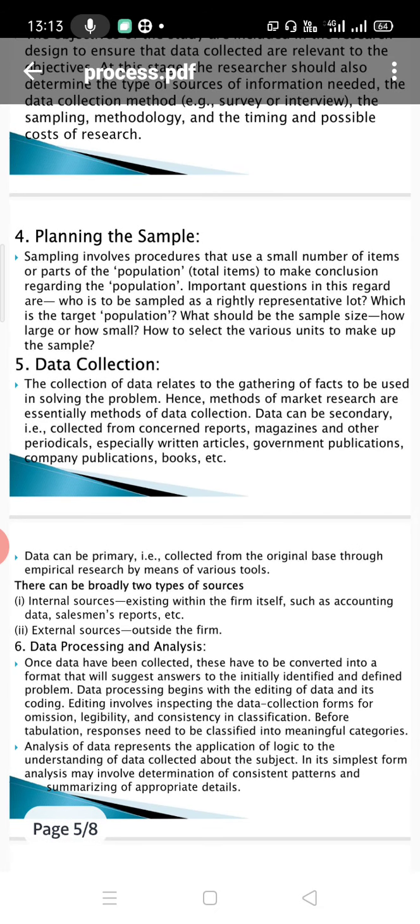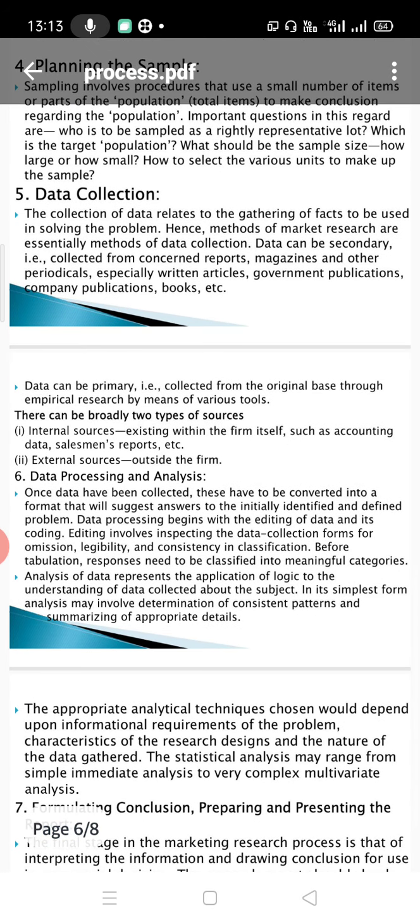Fifth one is data collection, that is, to collect the information to solve the problem. Here, methods of market research are essentially methods of data collection. Data can be secondary, that is collected from the concerned reports, magazines, and other periodicals, specially written articles, government publications, company records, etc. It might be from primary sources, that is collected from the original base through the research by means of various tools.